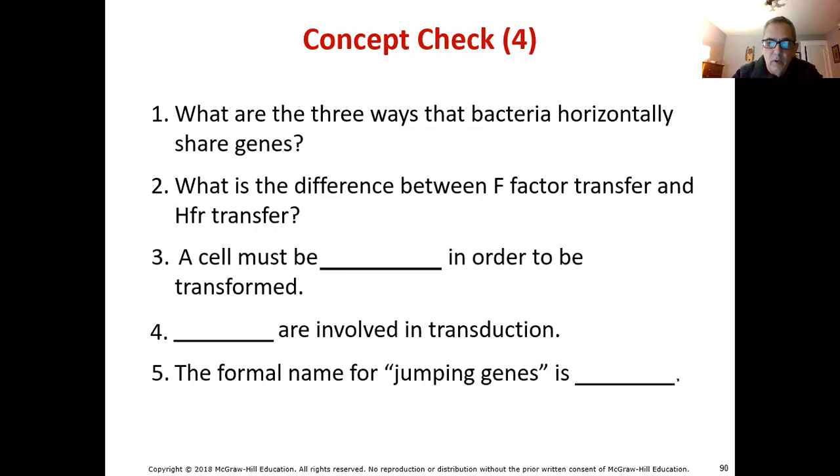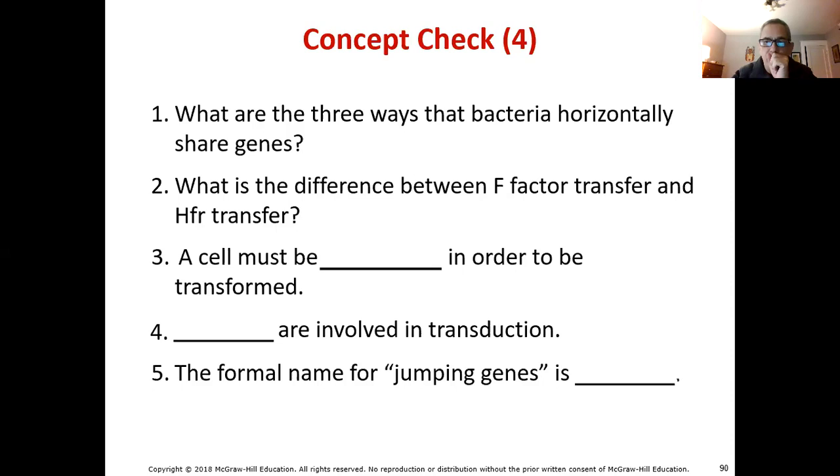Okay, so I'm going to stop here. I'll just do this review. There are three ways bacteria horizontally share genes. These are transduction, transformation, and conjugation. Conjugation requires direct contact between bacteria and a plasmid that has a fertility gene. Transformation occurs randomly when a bacteria releases some of its genetic material to the environment. Transduction occurs with a virus.